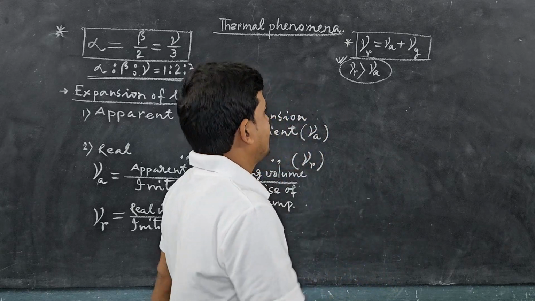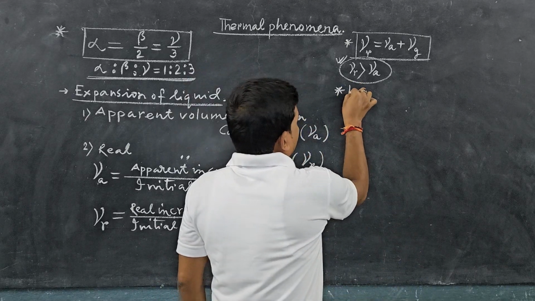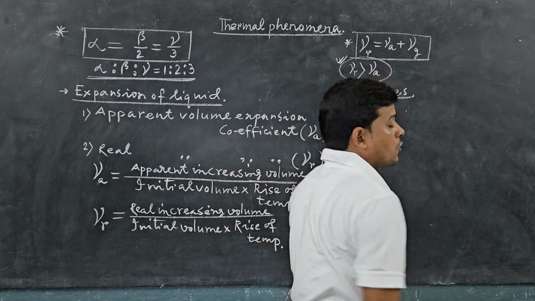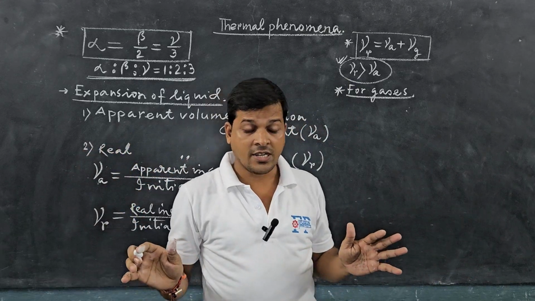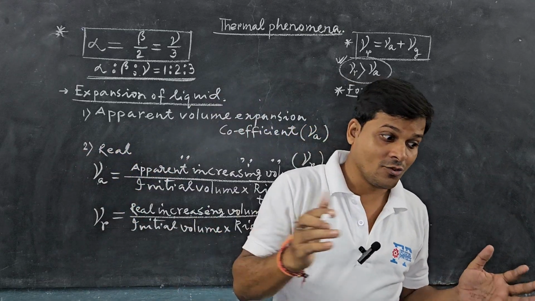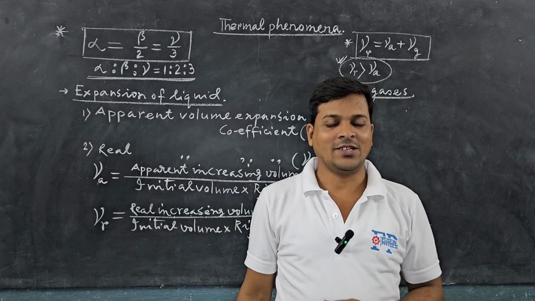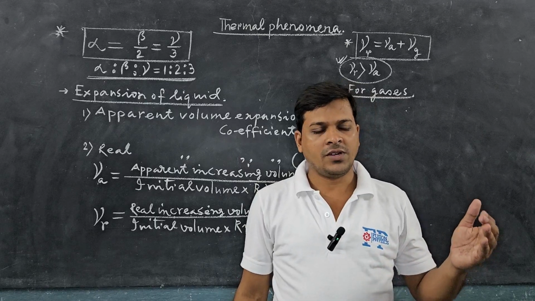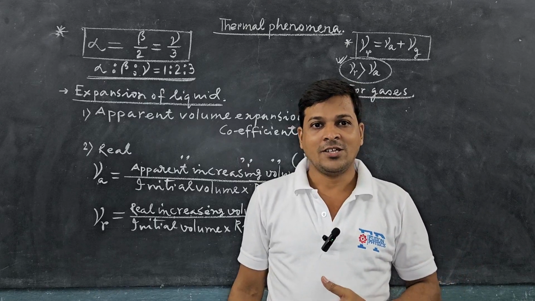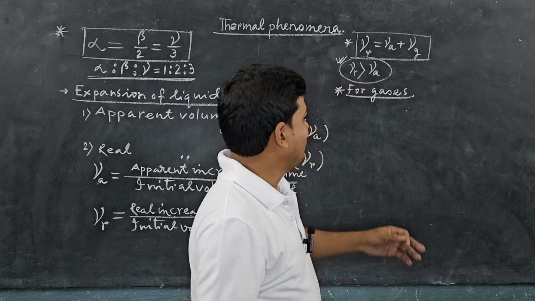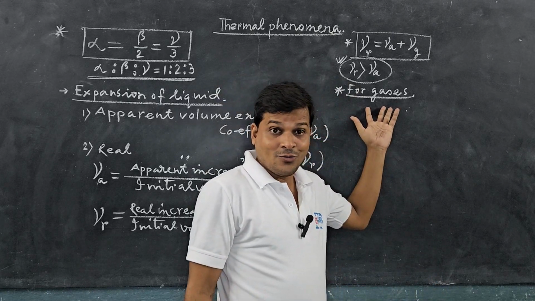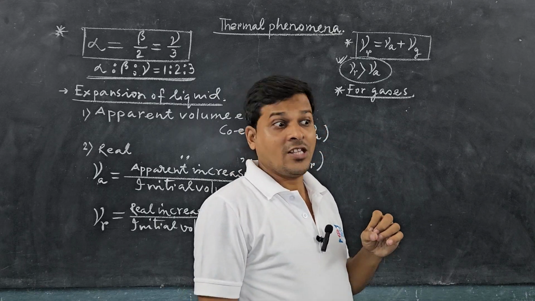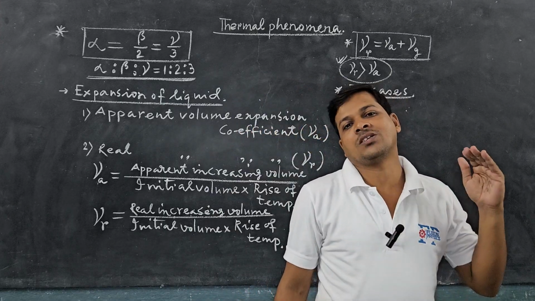We already learned this for gases. For all gases, the volume can be increased related to Boyle's law and Charles' law. In the chapter on the behavior of gases, we learned that the volume of gases can be increased with increasing temperature according to Charles' law, and can also be increased by decreasing the pressure.